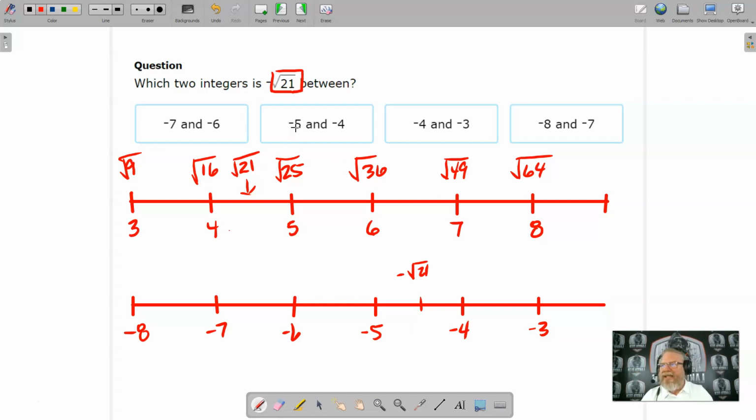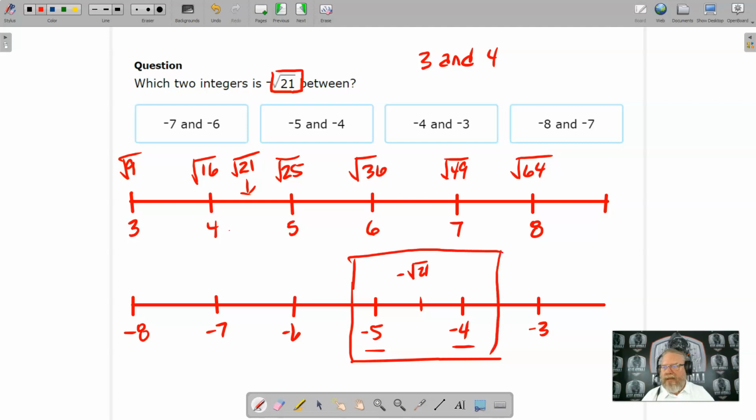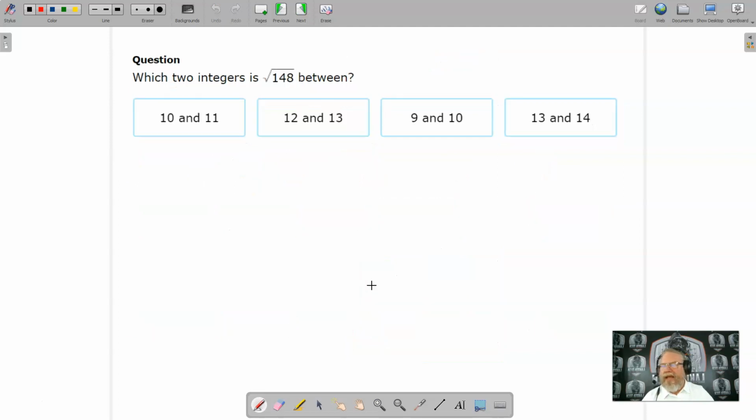And the reason that they say negative 5, negative 4 is because it's just like if we said between 3 and 4. Notice that 3 is less than 4, so we would list that first. They're saying between negative 5 and negative 4 because negative 5 is less than negative 4. So this is the reason why we see this right here. This represents the area of our answer. So it would be negative 5, negative 4. We got some more examples that are like that.